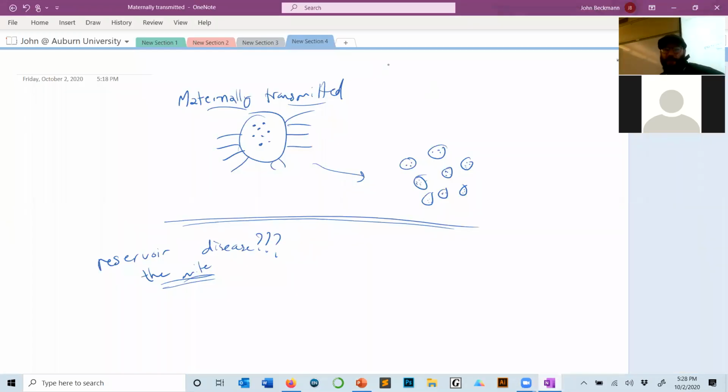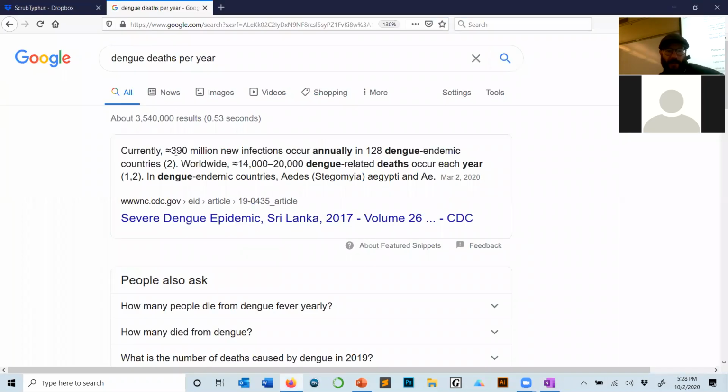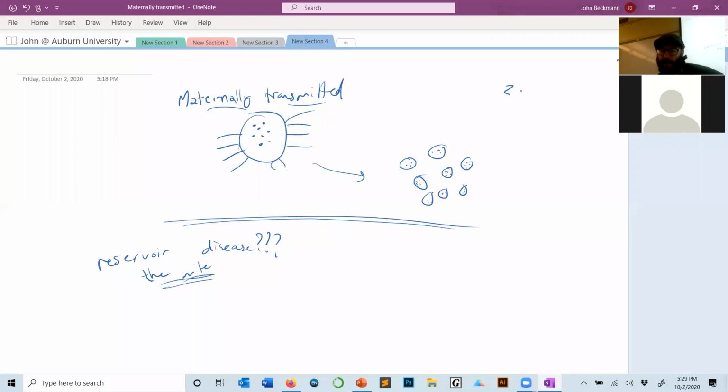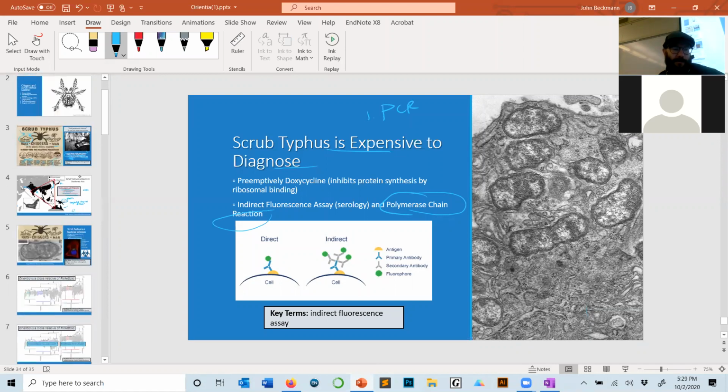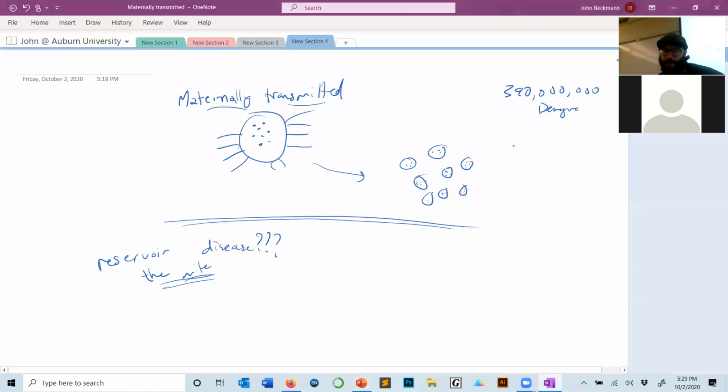So one of the issues with many of these diseases is, let's compare it to dengue again. In dengue, there's 390 million new infections annually. Okay, so 390,000, 390 million dengue cases. Let's go back to that one slide and let's look at how many. It's only 1 million cases of scrub typhus.